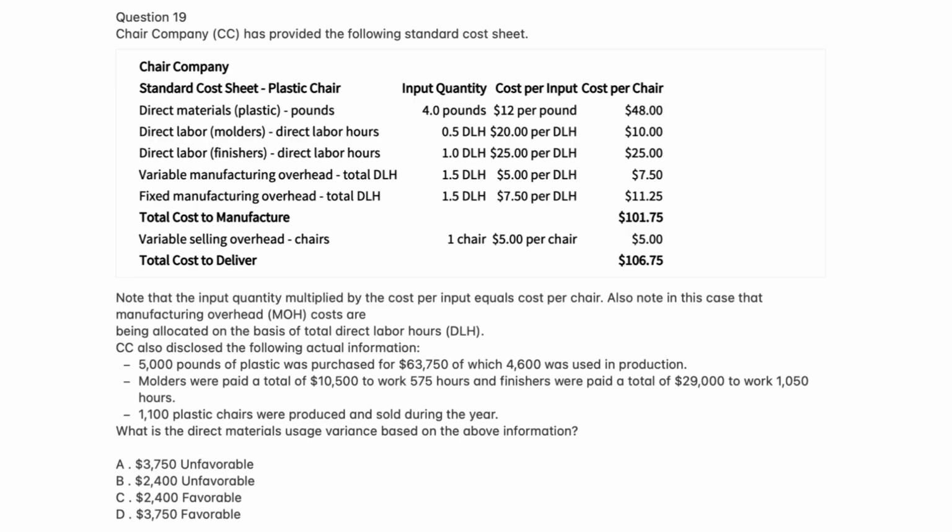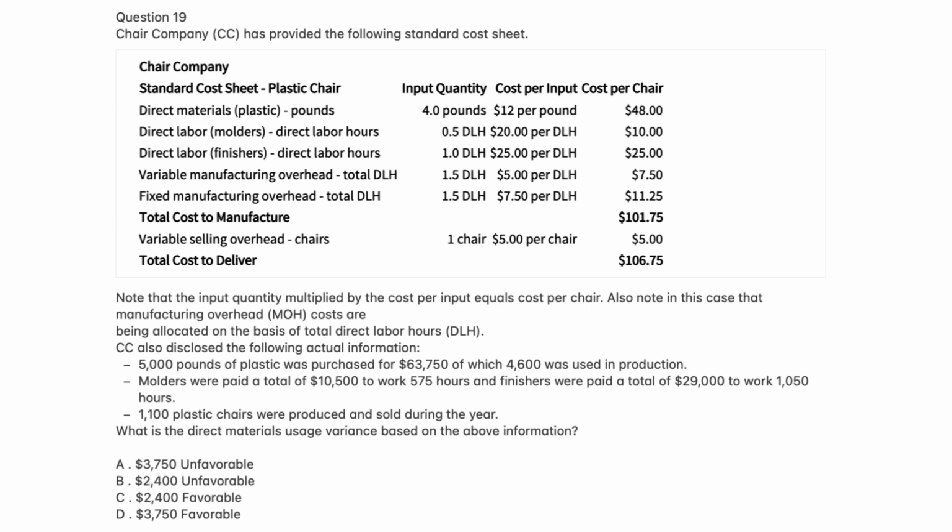Question 19. Chair Company, CC, has provided the following standard cost sheet. Note that the input quantity multiplied by the cost per input equals cost per chair. Also note in this case that manufacturing overhead, MOH, costs are being allocated on the basis of total direct labor hours, DLH. CC also disclosed the following actual information.